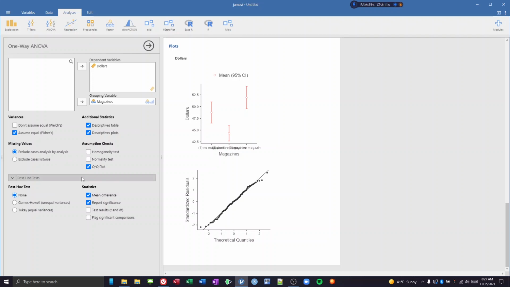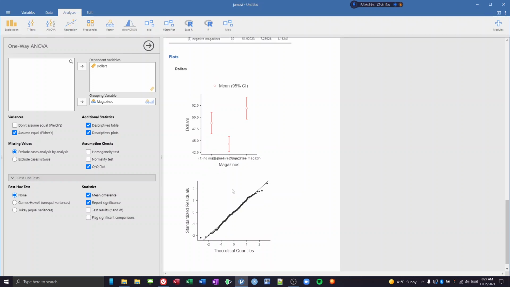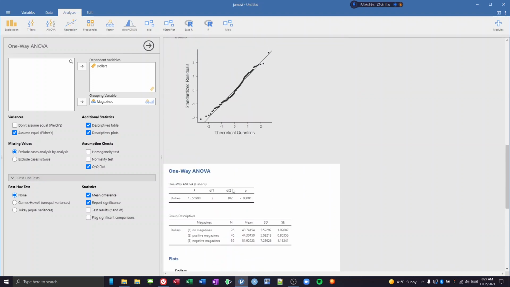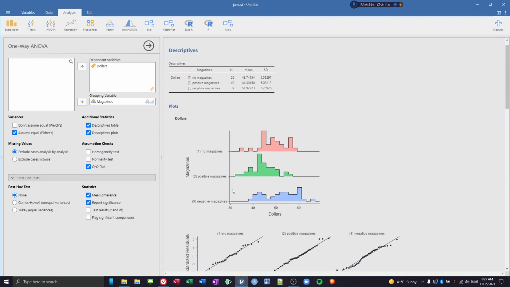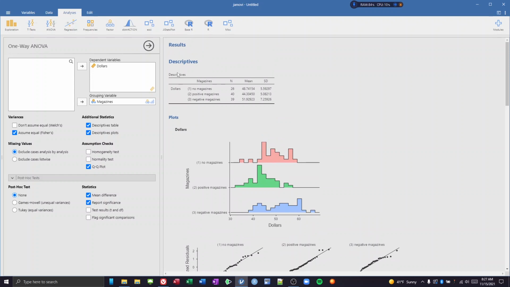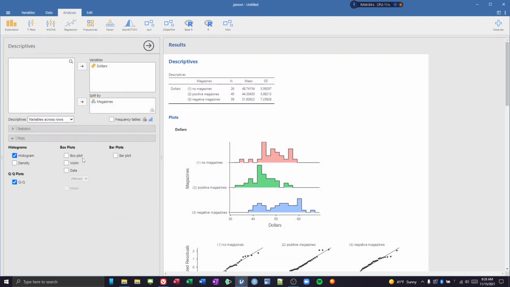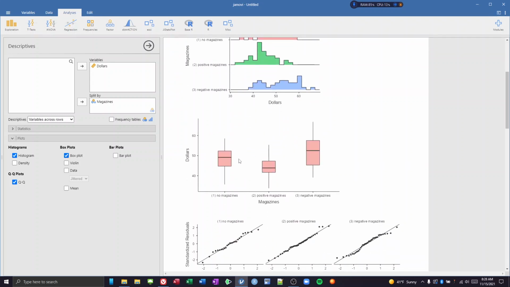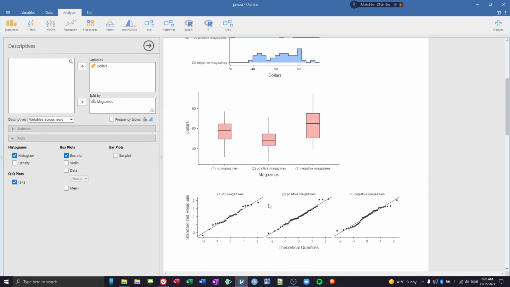Let's go ahead and pause right there. There is one other thing in the descriptives that I want to look at. Another really good plot is the box plot, because it shows us the distribution of these different groups. We can kind of see that positive might be a little smaller, maybe no magazines is bigger, maybe negative magazines is even bigger. Anyhow, that's some of what's going on there.